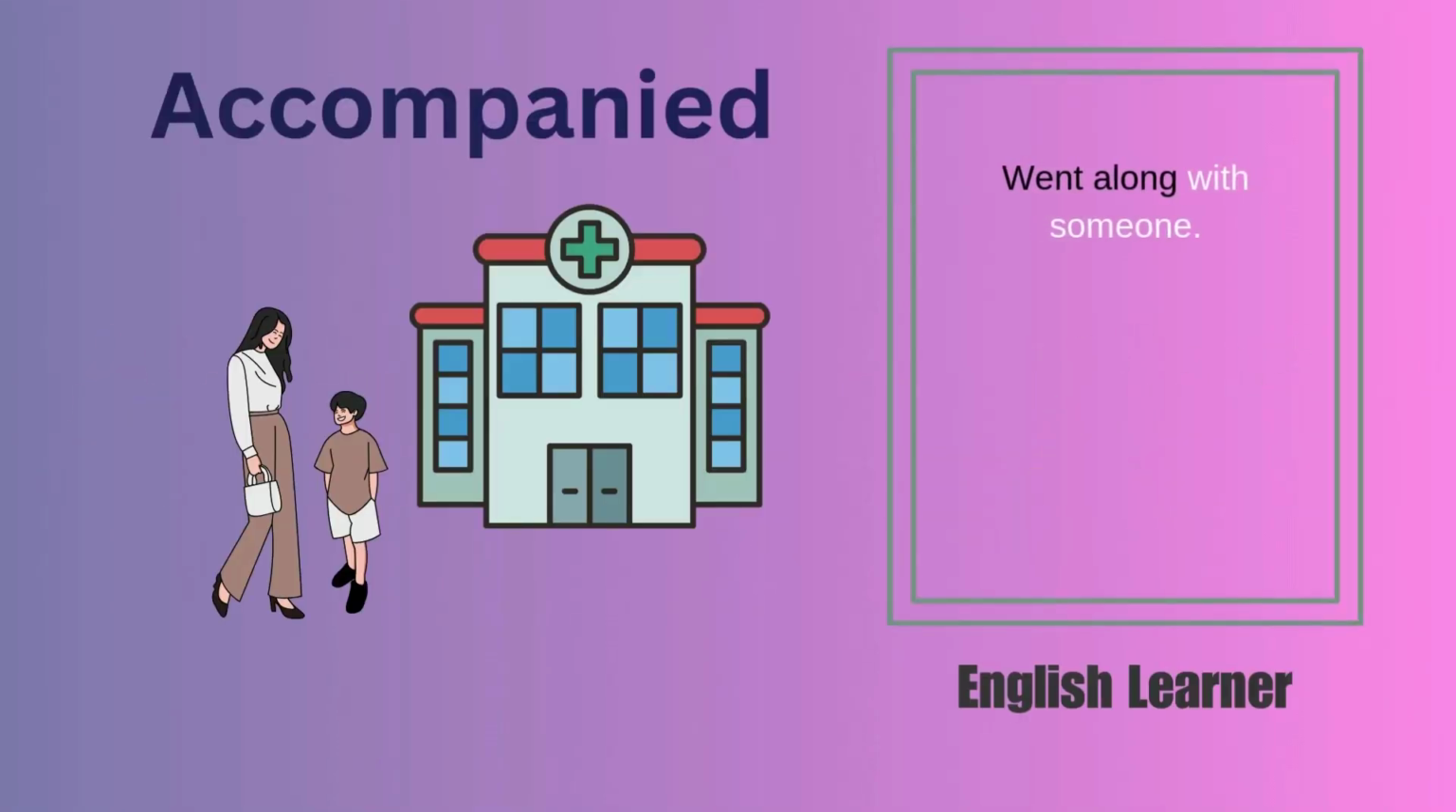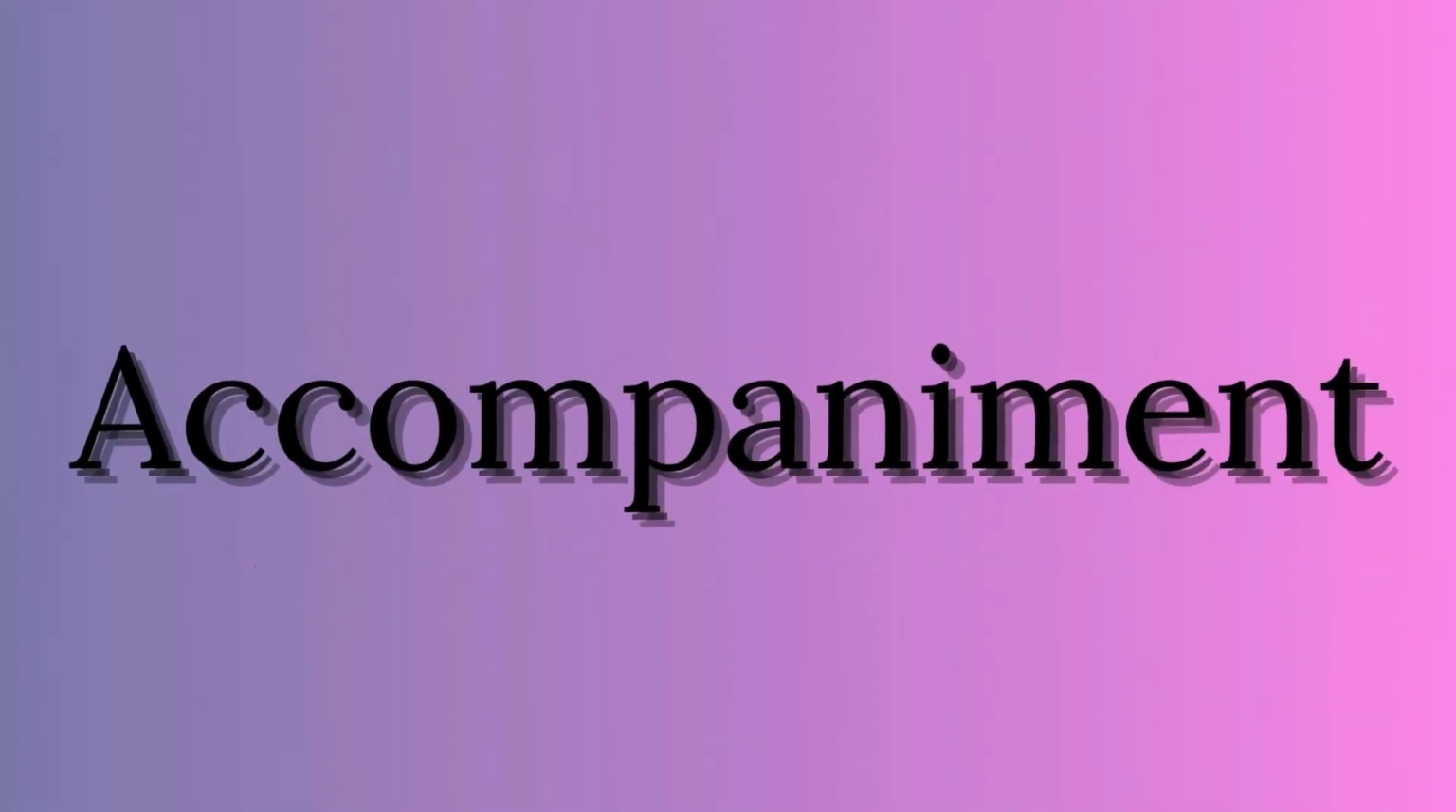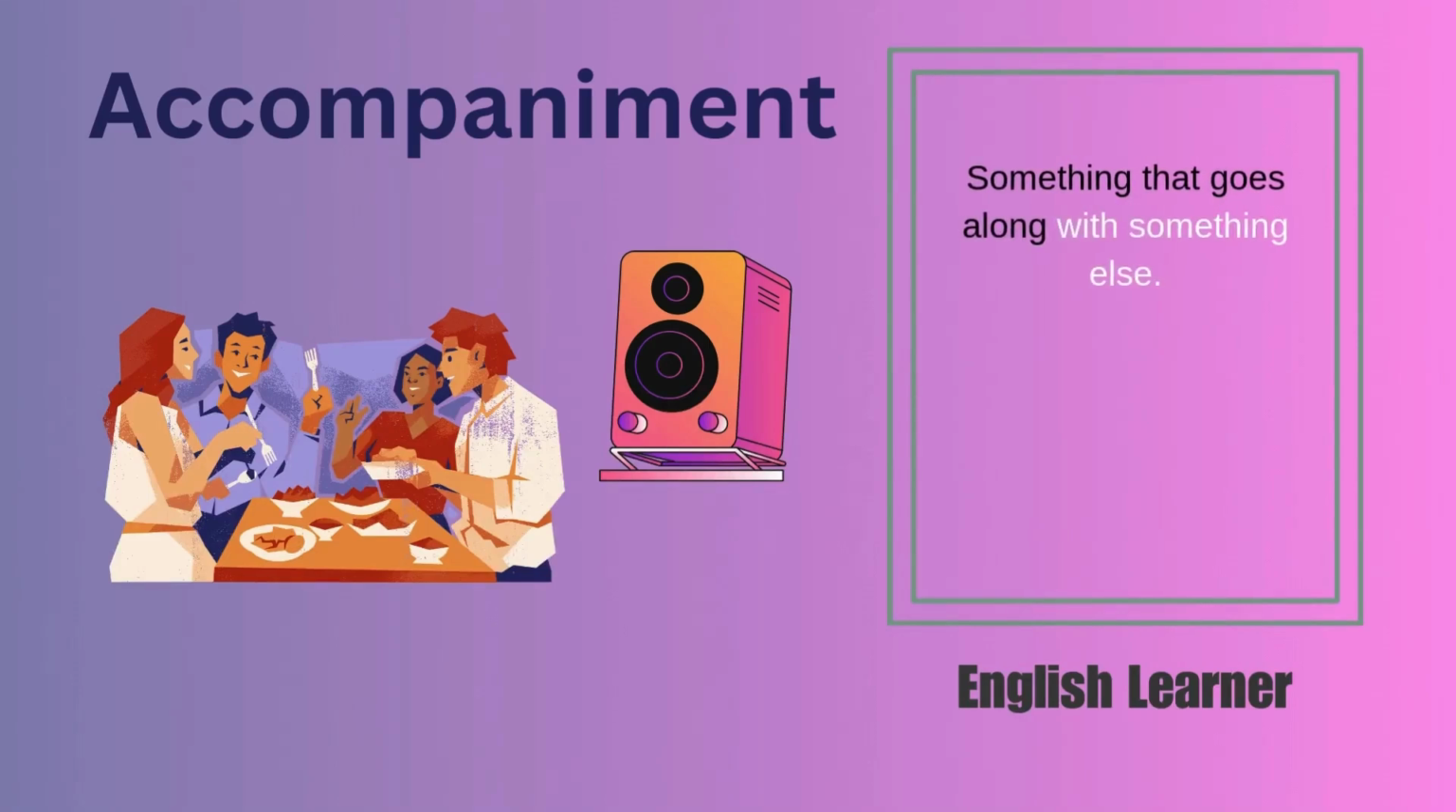Accompanied. Went along with someone. Example. My mom accompanied me to the doctor's appointment. Accompaniment. Something that goes along with something else. Example. The soft music was a perfect accompaniment to dinner.